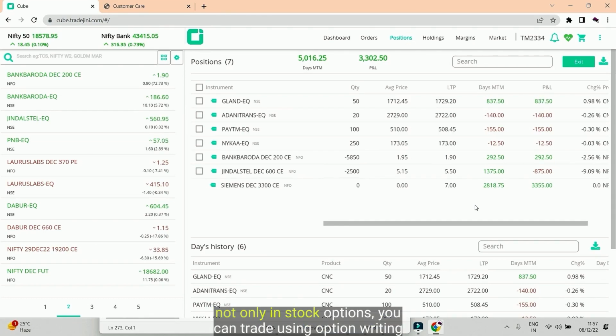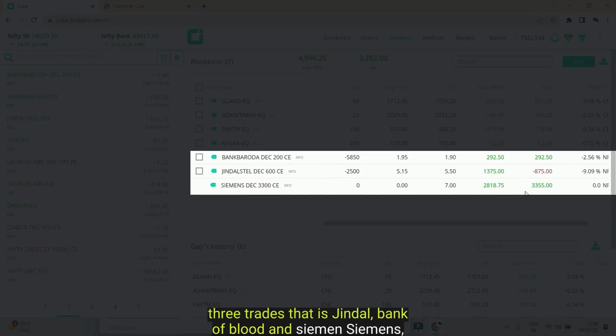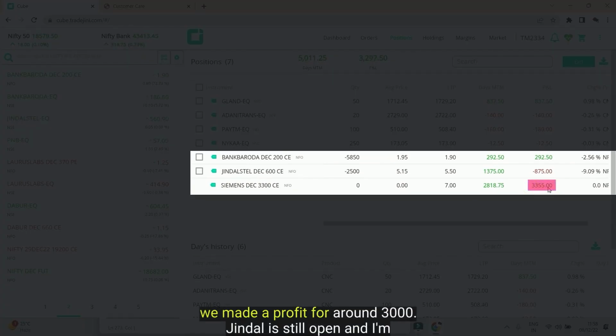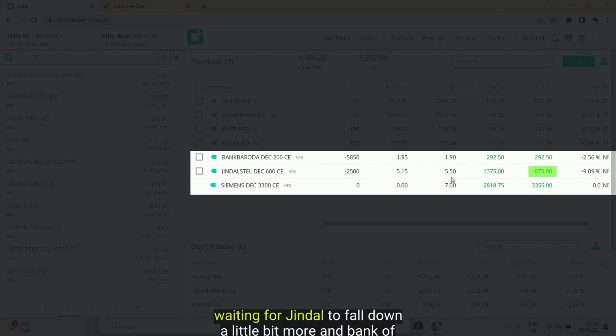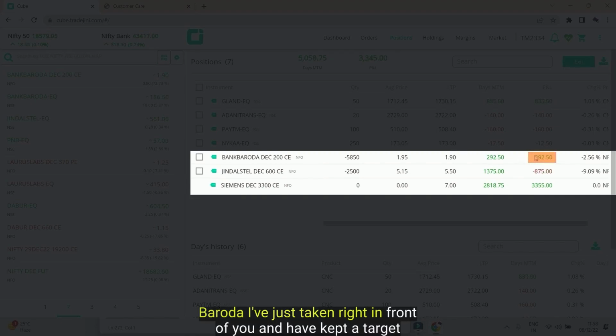Not only in stock options, you can trade using option writing in index options also. Right now I'm not finding any trade in index options, so I will not go for it. But right now I've had 3 trades, that is Jindal, Bank of Baroda and Siemens. In Siemens we made a profit of around 3,000. Jindal is still open and I'm waiting for Jindal to fall a little bit more, and Bank of Baroda I've just taken right in front of you and have kept a target of 1,000 rupees.